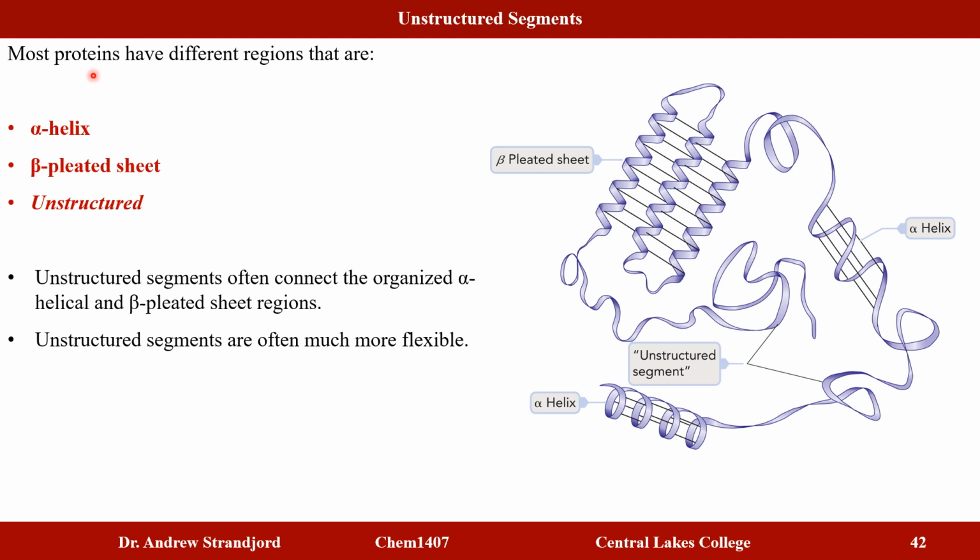Most proteins have a combination of different secondary structures. Some portions of a protein may have an alpha helix secondary structure, which are shown here in these helixes in this specific protein. Other sections of that same protein might have beta pleated sheet regions, the secondary structure shown here. And there are also going to be some unstructured sections of that protein chain. Usually, the unstructured sections connect the alpha helix sections to the beta pleated sheet sections. These unstructured sections are also much more flexible than the alpha helixes or the beta pleated sheets.